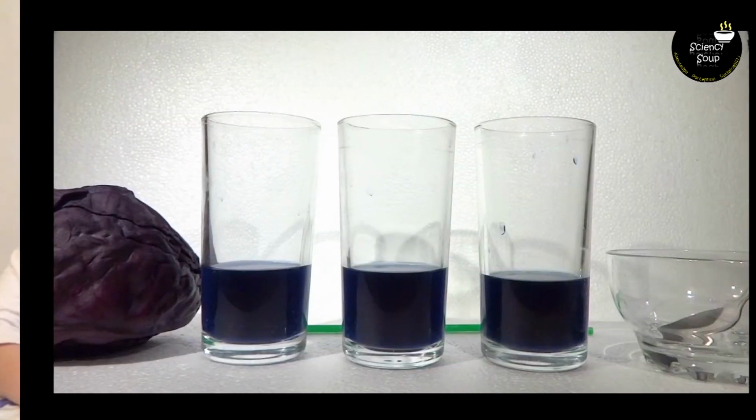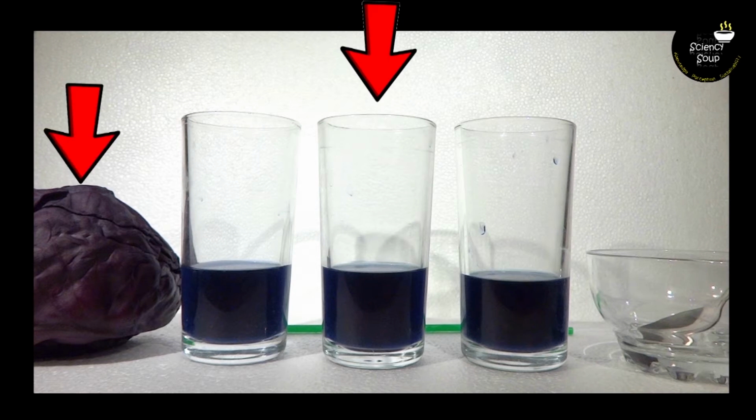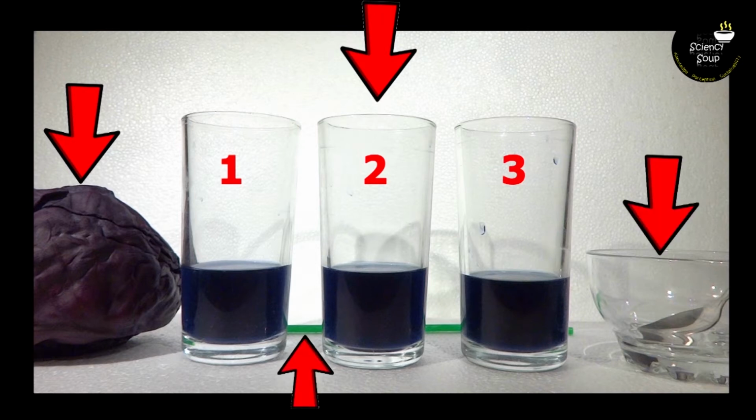Oh wow, one more experiment. Yeah. For this experiment, we are going to need some red cabbage water, which I prepared by simply boiling a few leaves of red cabbage in a glass of water. We'll be needing this cabbage water in 3 glasses, and we'll also be needing some vinegar and a straw. That's all we need.